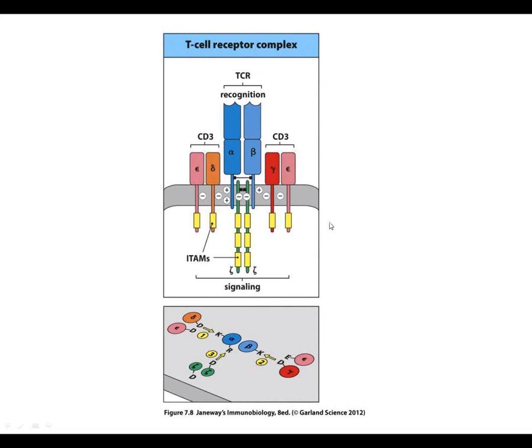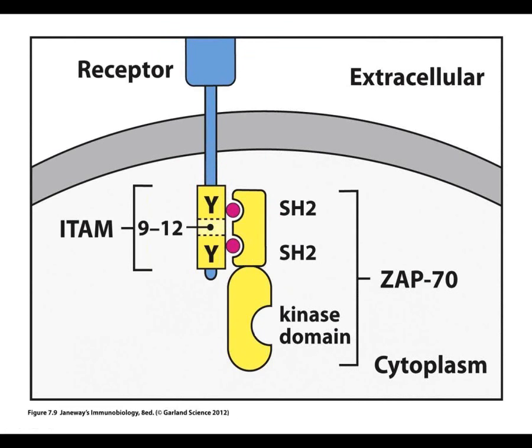Okay. And then on these CD3s and zeta chains are something called ITAMs. Now, ITAMs stand for immunoreceptor tyrosine-based activation motifs. And we're going to learn about something called ITIMs later, which have inhibitory motifs. But these ITAMs are where that initial phosphorylation takes place and where the initial signal propagation takes place. All right?